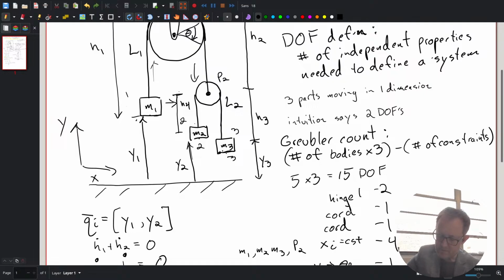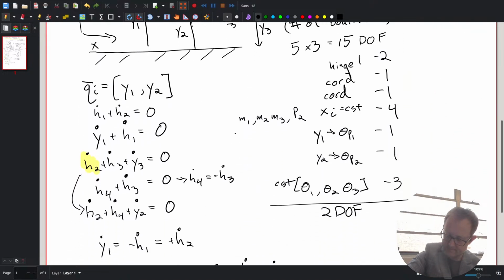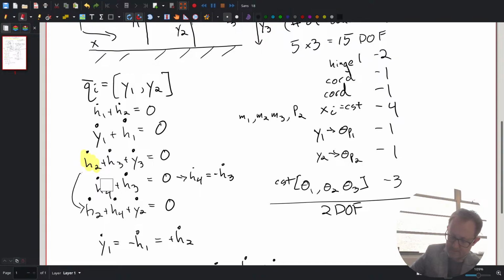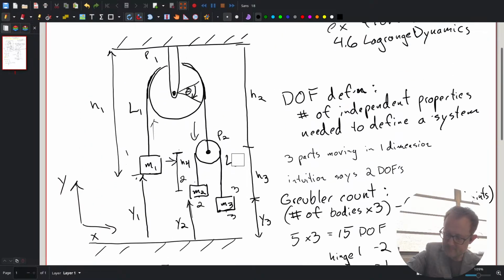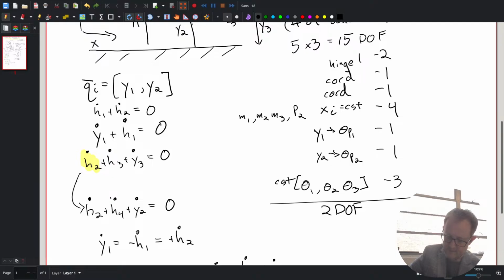So H2 plus H1 is a constant. H3 plus H4 is a constant. I guess that's not true. H3 and H4 can change even if H... So I think that's where I'm messing up on that one. So this one's not true. But I can say H2, H3, and Y3 are constant.